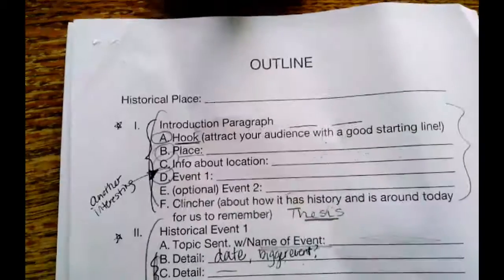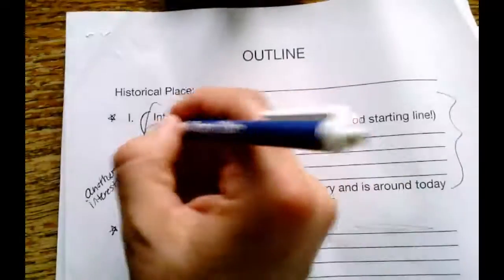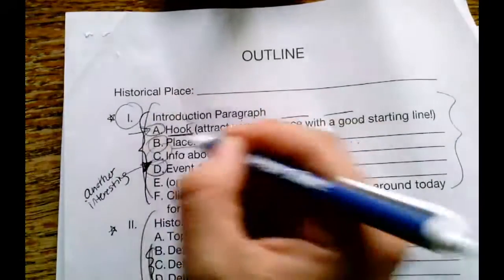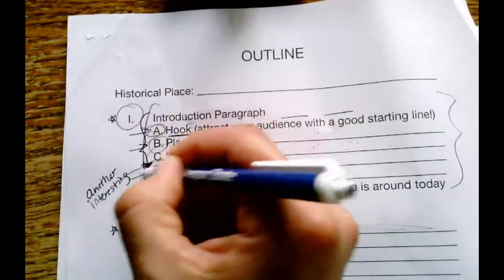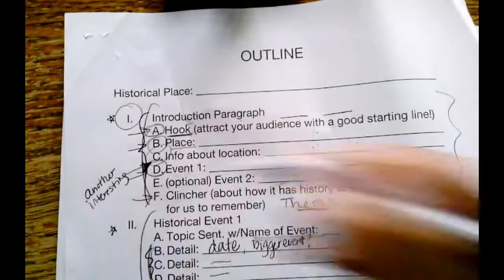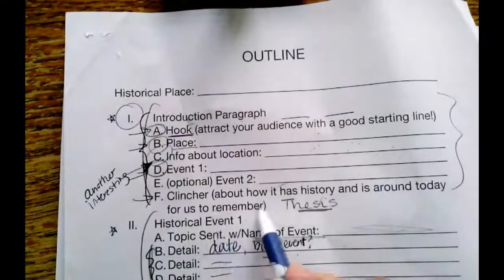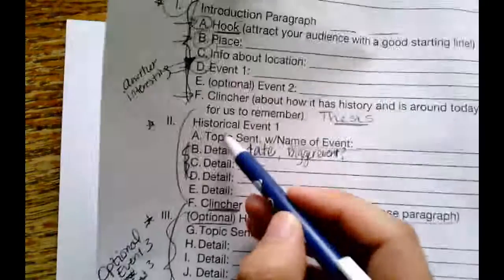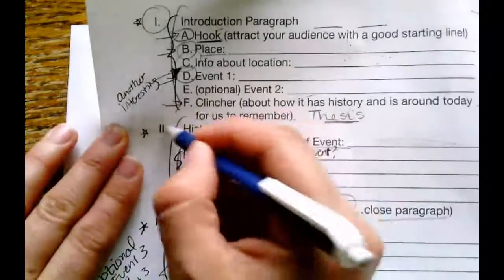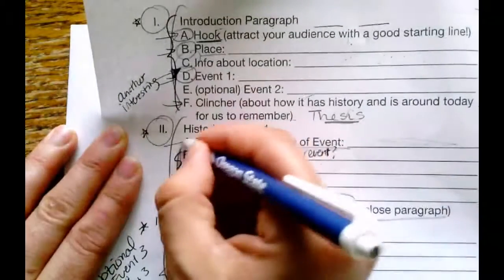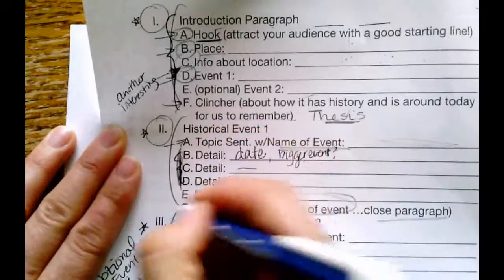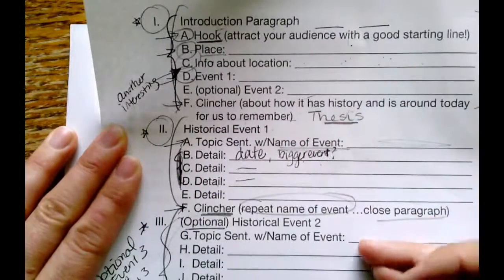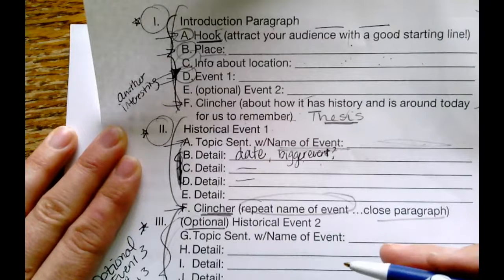So here's my written outline page. This has your format. This is a paragraph. It starts with a hook. It talks about the place. It names the event, and it talks about what it's like today in a clincher or thesis. The historical event 1 paragraph is another paragraph. It starts with a topic sentence. It has detail sentences, and it has a clincher. If you use this, then you will have no problem having the format of your paper correct.